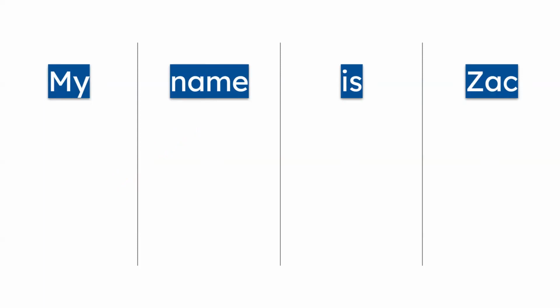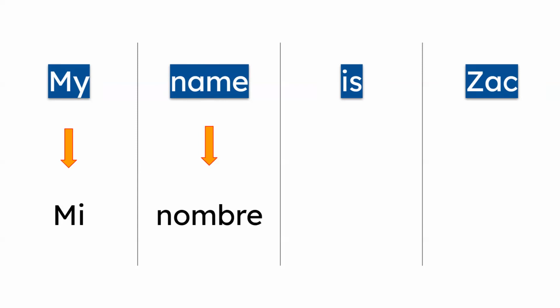Now, my name is Zach. This is a very basic statement to introduce ourselves. My, you already know how to say my. Then we say mi. That's right. My name is nombre. Mi nombre. Mi nombre is. Remember how to say is? That's right. Very similar. Es. Mi nombre es, and then your name. In this case, mi nombre es Zach. Mi nombre es Zach.